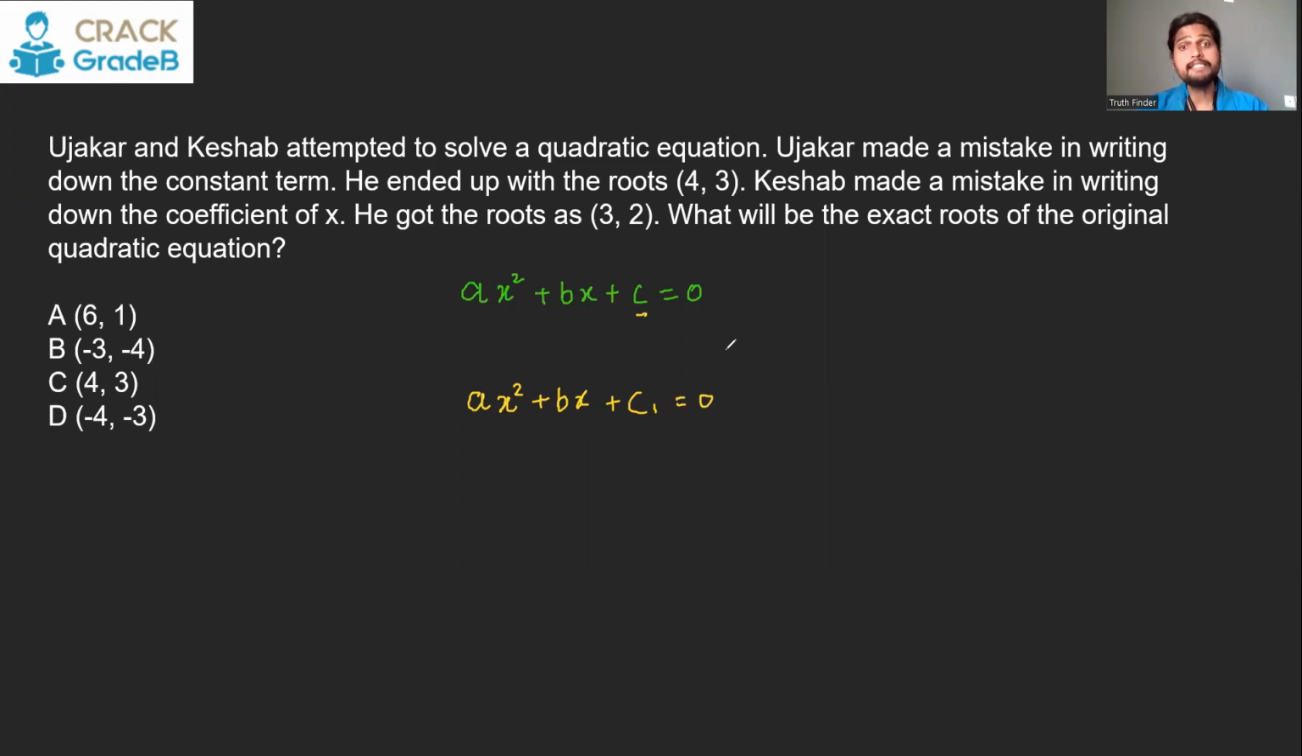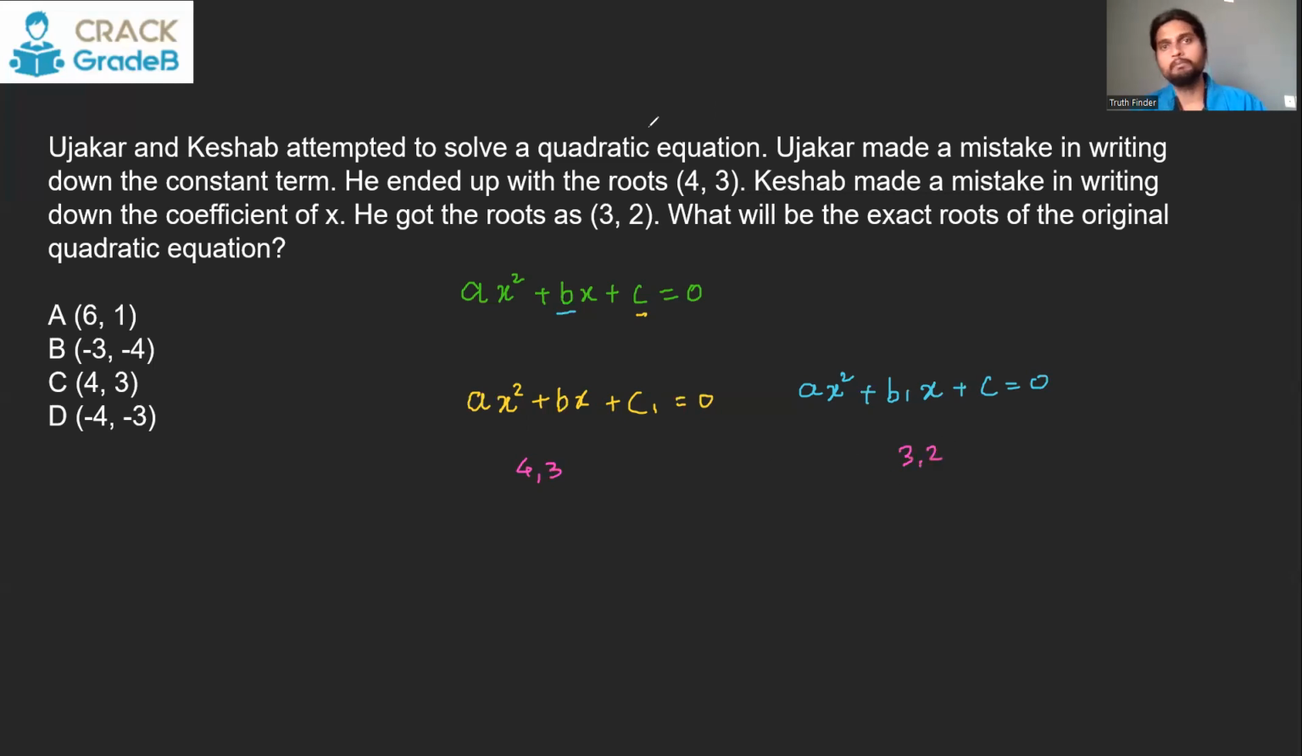For the second person, he wrote down the coefficient of x wrong. So for him, the a will be same, the c will be same, but the b, he wrote down something else. So let's say he wrote down b as b1. Now, the first person got the roots as 4 and 3. And the other person got the roots as 3 and 2.